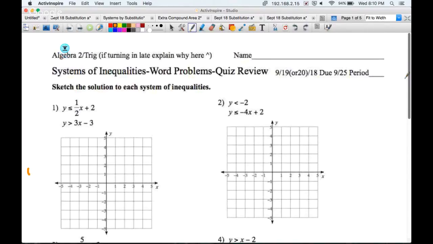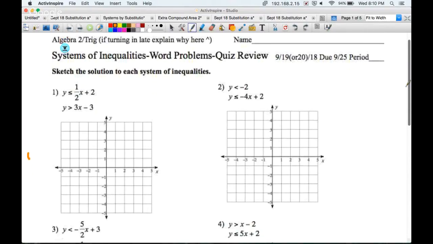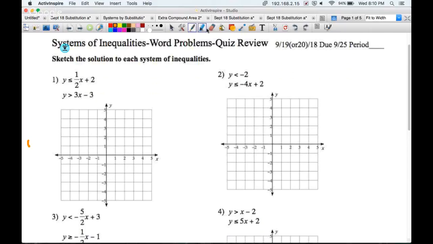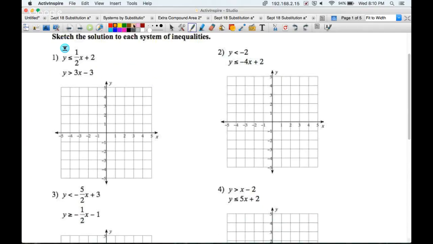I'm just going to focus on those two for the quiz review. Just review my videos on the systems of equations by graphing and systems by substitution and elimination. I'll just focus on the first 2 pages of this homework. Getting started with systems of inequalities, I'll do problem number 2.